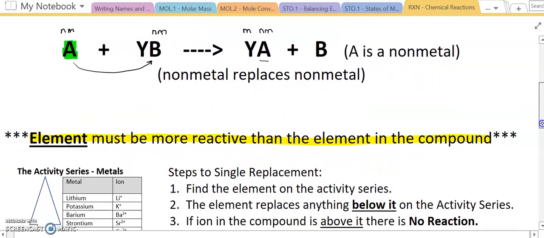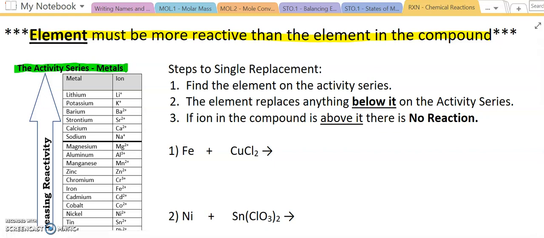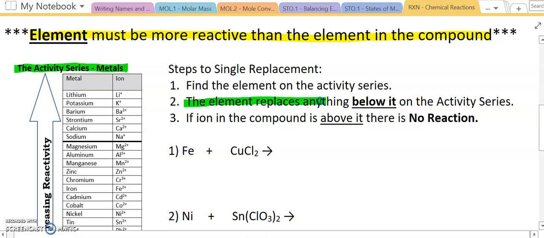And that's why in chemistry we use what is known as the activity series. The activity series of metals, and this is specifically for metals, is just metals that have been tested with the most reactive metals on the top and the least reactive metals on the bottom. And the rule is that in the activity series, an element is going to be able to replace anything that is below it on the activity series.